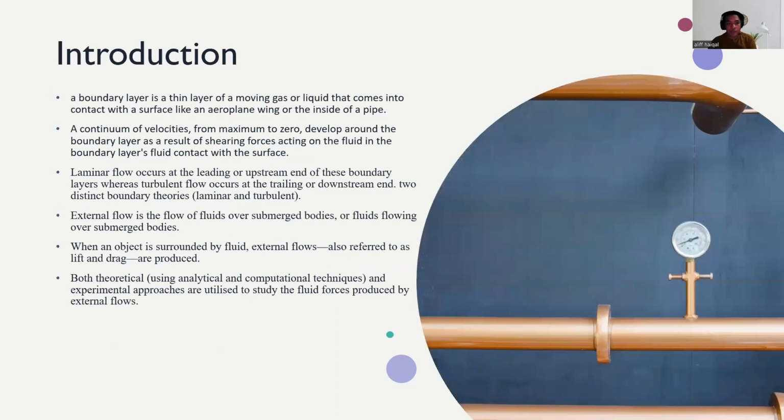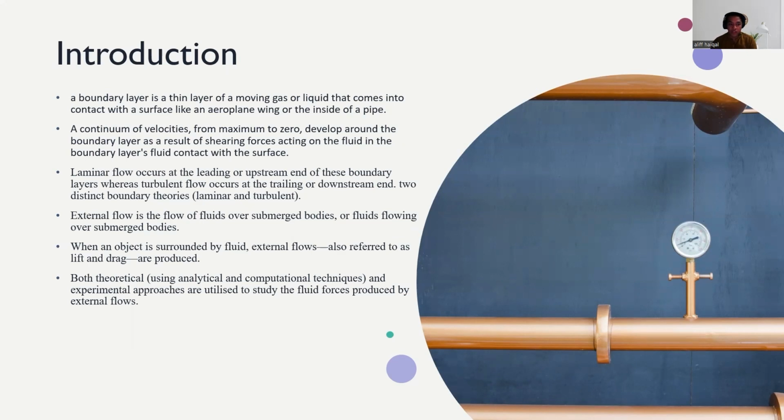For the introduction, a boundary layer is a thin layer of a moving gas or liquid that comes into contact with a surface like an aeroplane wing or the inside of a pipe. A continuum of velocities from maximum to zero develops around the boundary layer as a result of shearing force acting on the fluid in contact with the surface. Laminar flow occurs at the leading or upstream end of this boundary layer, whereas turbulent flow occurs at the trailing or downstream end. There are two distinct boundary layer types, laminar and turbulent.